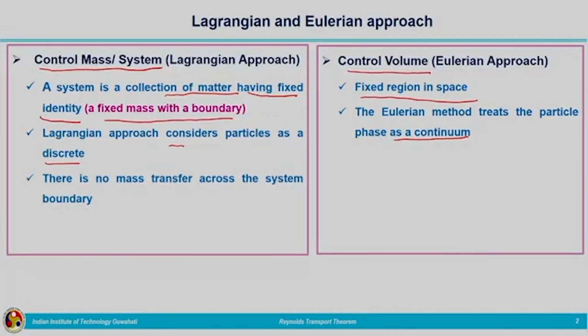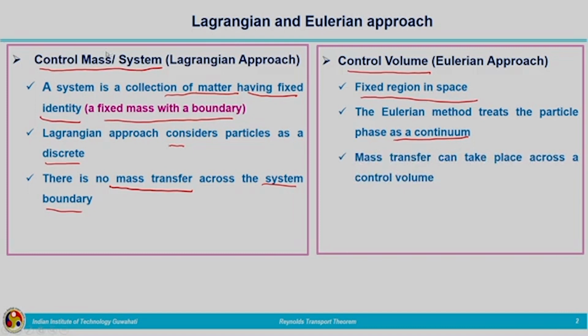we are fixing a frame of reference, and whatever comes inside, and some amount that will be leaving outside of that frame of reference, we are interested in the fluid matter which is within the frame of reference. So, the mass will be changing in that case. Here there is no mass transfer across the system boundary in the case of the Lagrangian approach, but in the case of control volume, mass transfer can take place across the control volume.